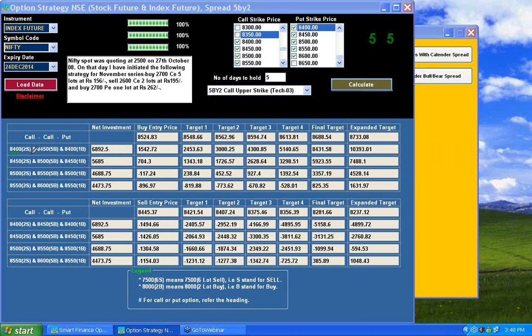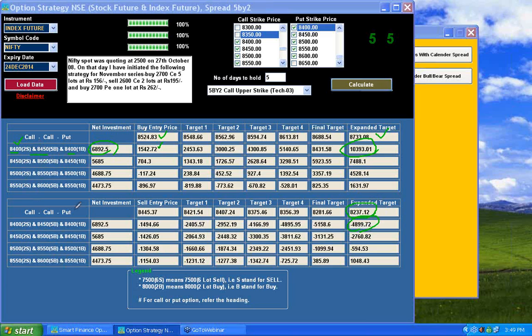But if you form the combination in this order, selling 2 lots of 8,400 and buying 5 lots of 8,450, along with buying 1 lot of 8,400 put, then our net investment is 6,892. At 8,524 we will have a profit of 1,500. Like this, at 8,700 we have 10,300 profit. If the strategy fails and the market falls down to 8,237, we will have a loss of 5,000.